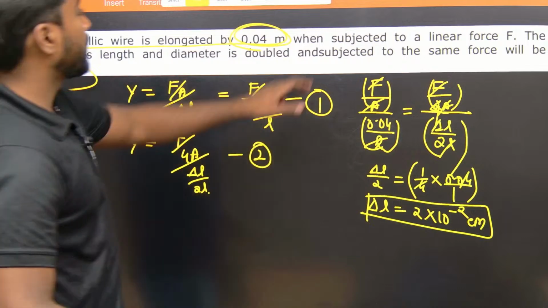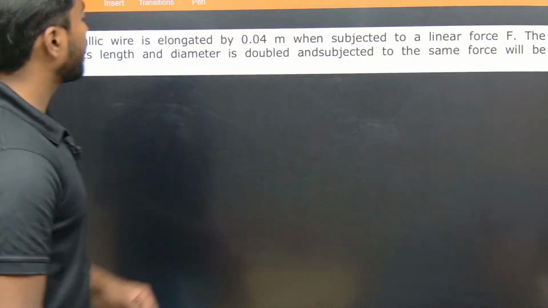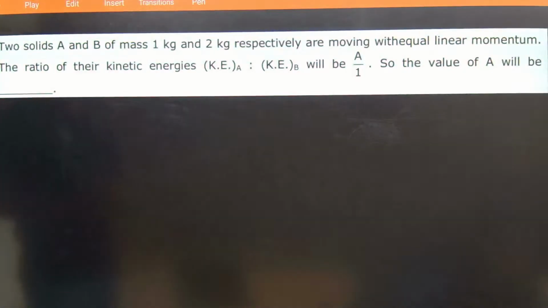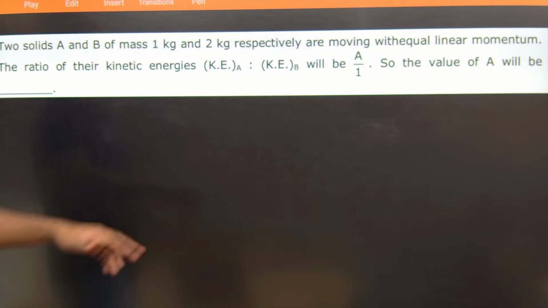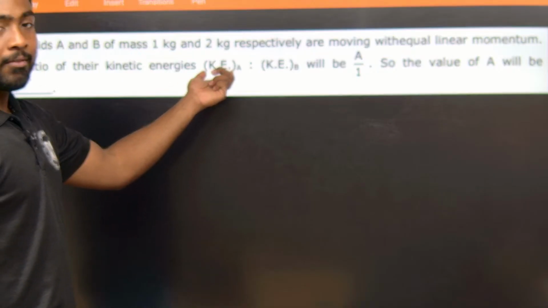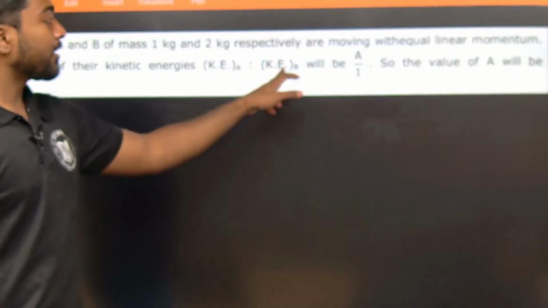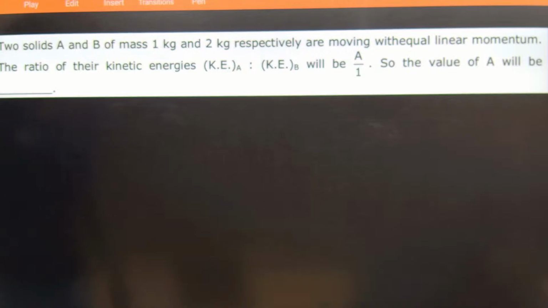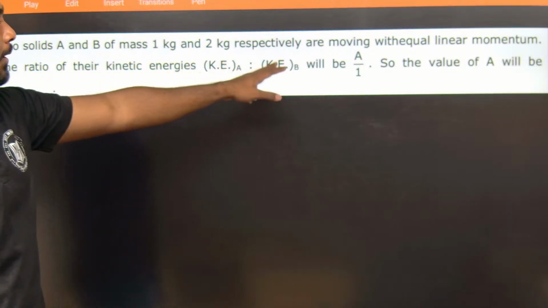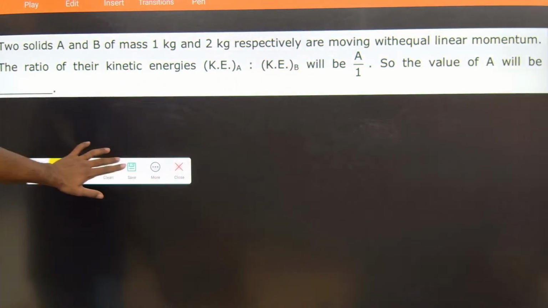Okay, the next question is, two solids A and B of mass 1 kg and 2 kg respectively are moving with equal linear momentum. The ratio of their kinetic energy will be. So the value of A is, so kinetic energy A is given as A and kinetic energy B is given as 1. So what is the value of A they are asking? So first we will take the mass given as 1 kg and 2 kg respectively, moving with equal linear momentum.